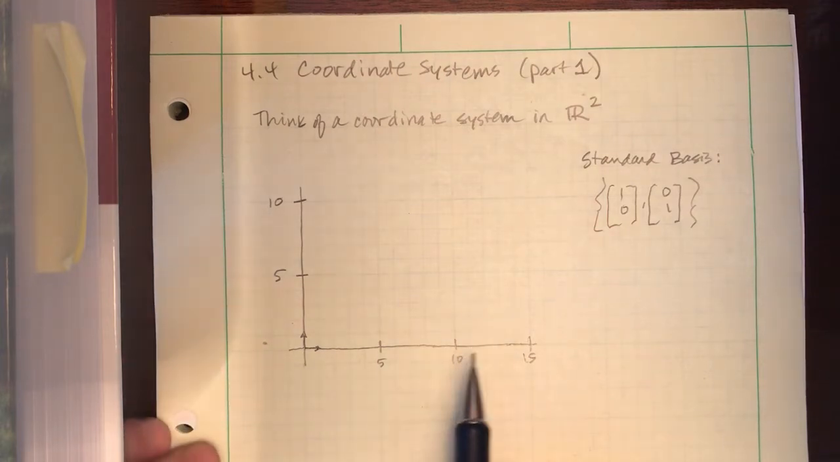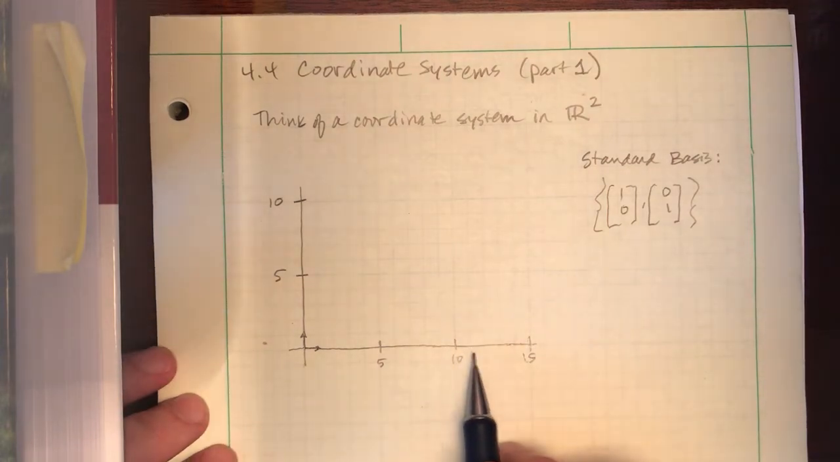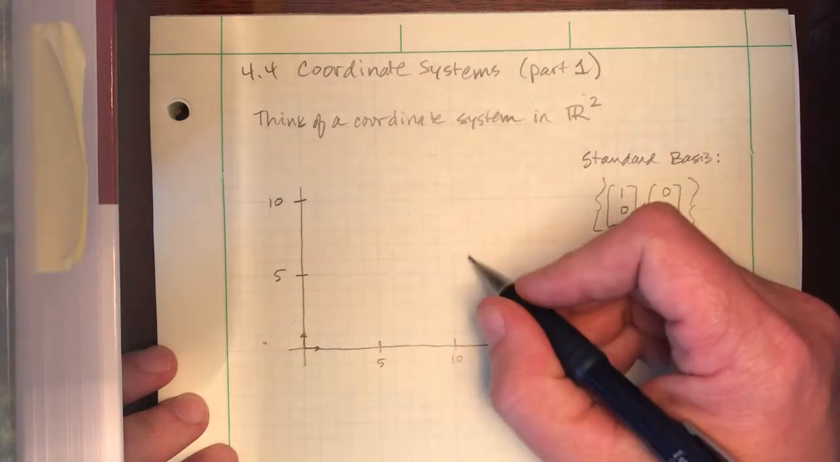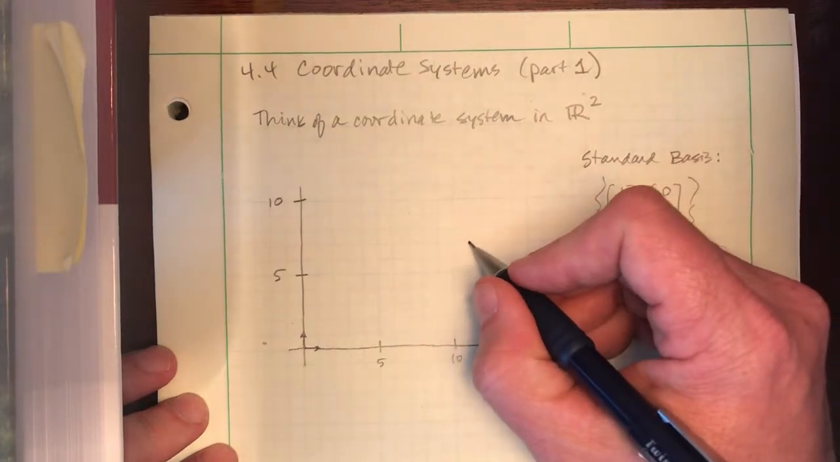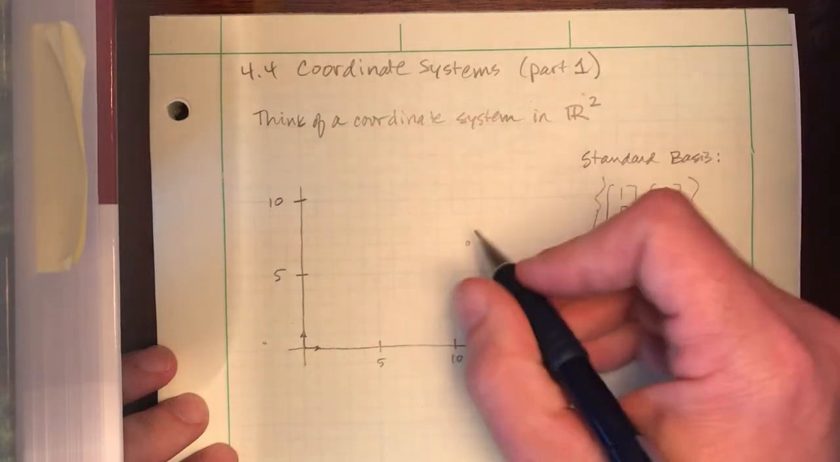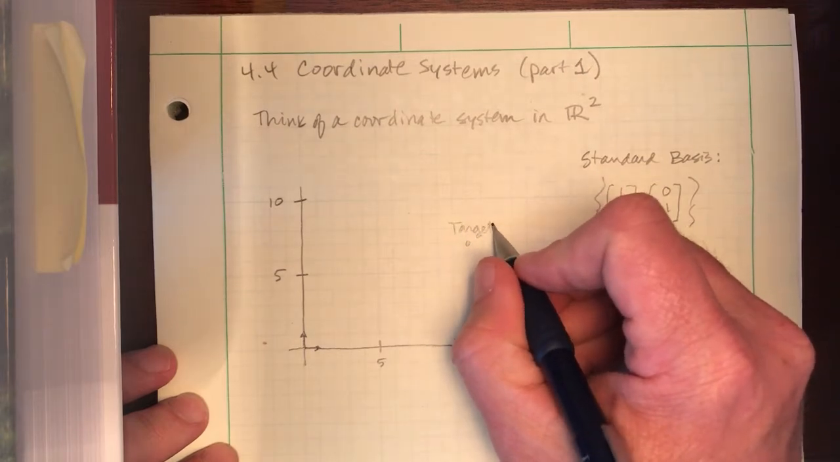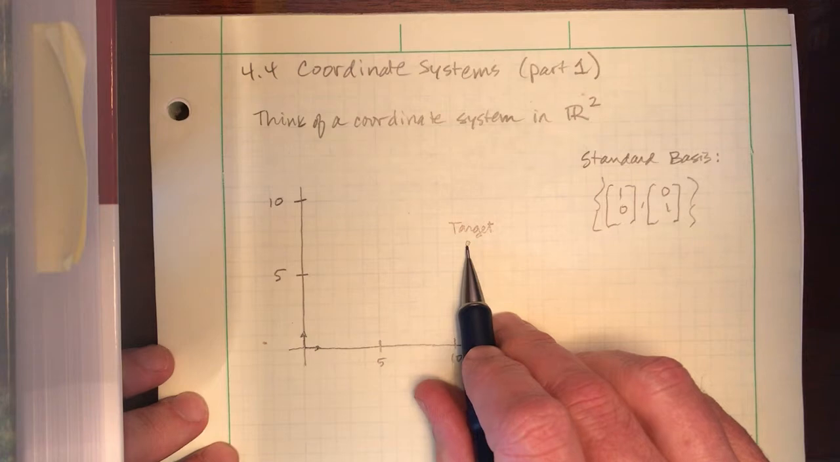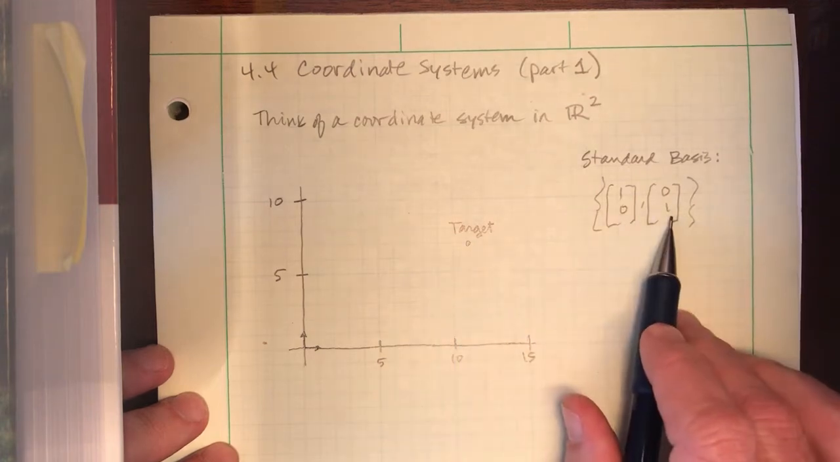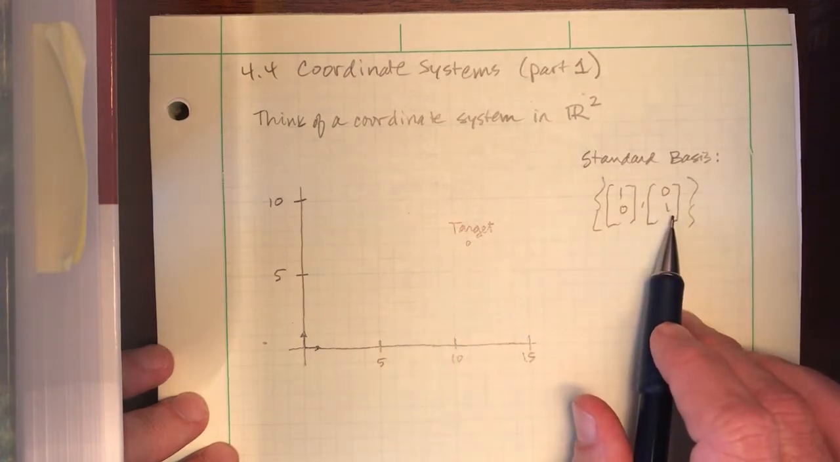If I were to pick the point (11, 7), so over 11, up 7, boom. And we'll call that our target vector. I want to end up here, and I only get to use these two basis vectors to get there.